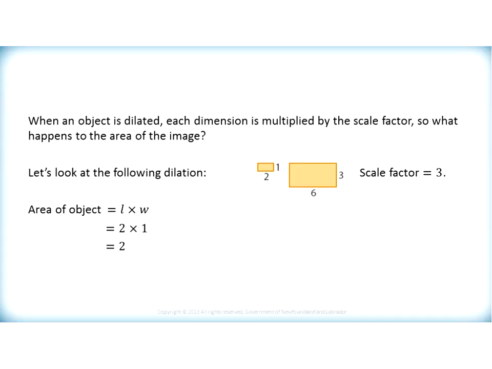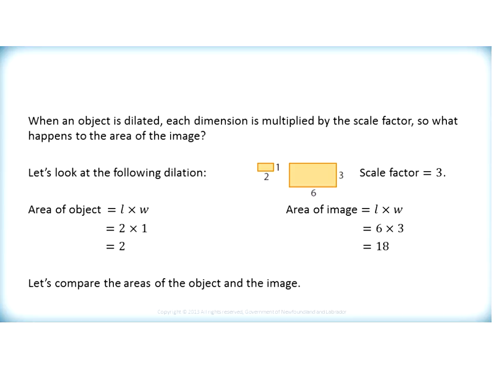For the image, it's still a rectangle, so we still follow the same formula. The area of the image is going to be length times width, but I have a new length and a new width. 6 times 3. My new length is 6, and my new width is 3. So multiply 6 by 3, and I get 18. So what you'll notice is that my area is much more than 3 times larger than the area of the object.